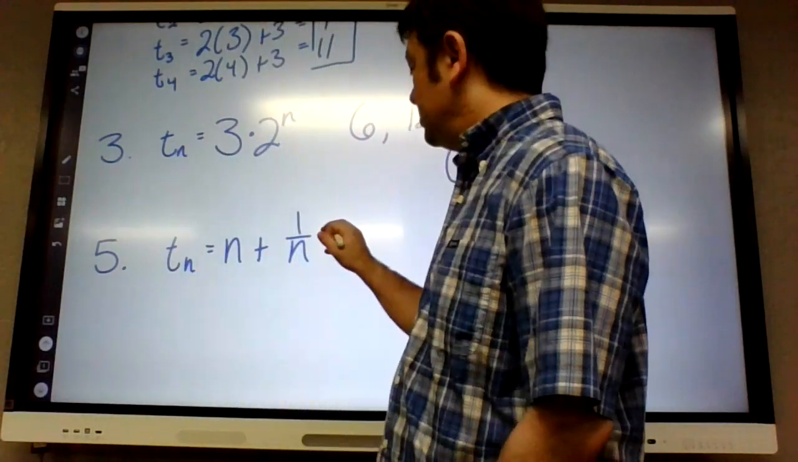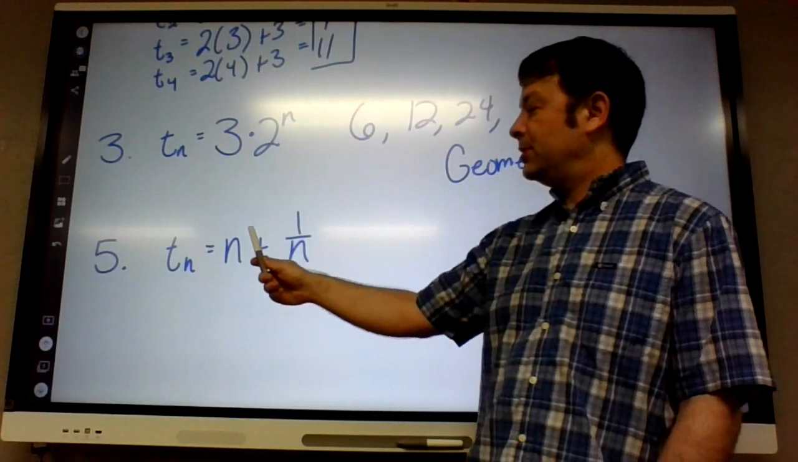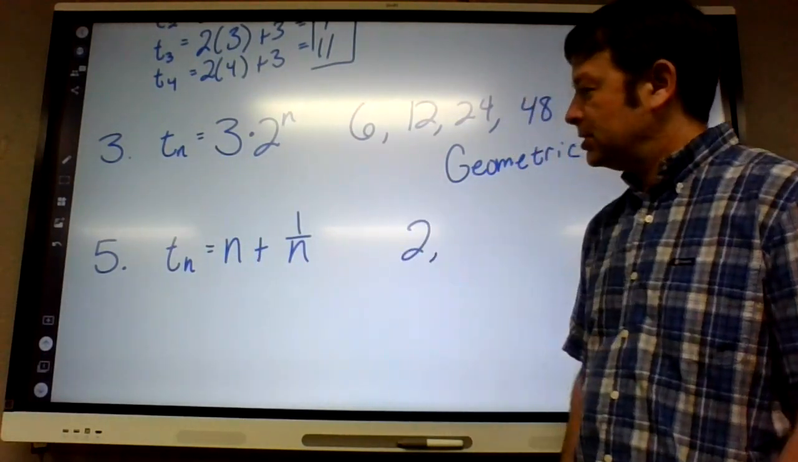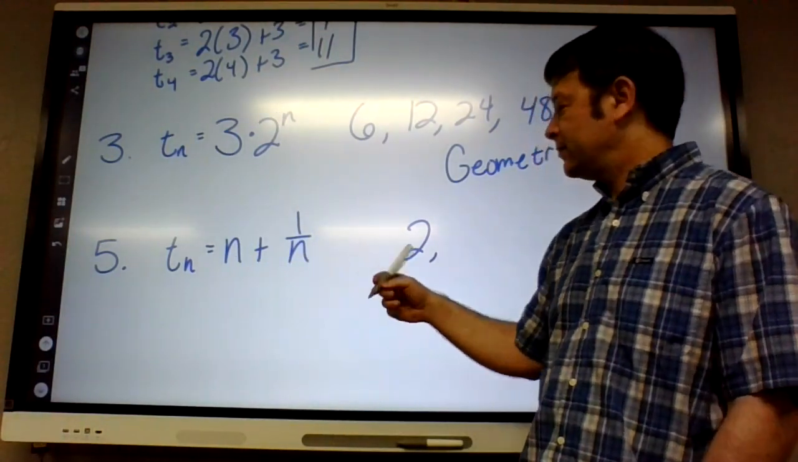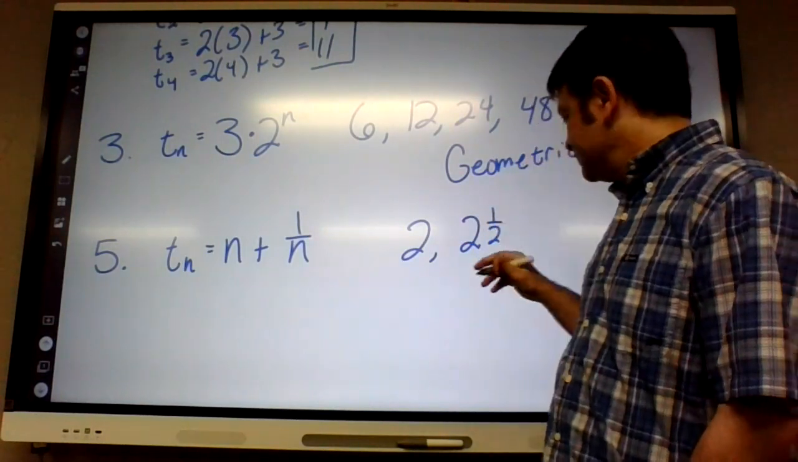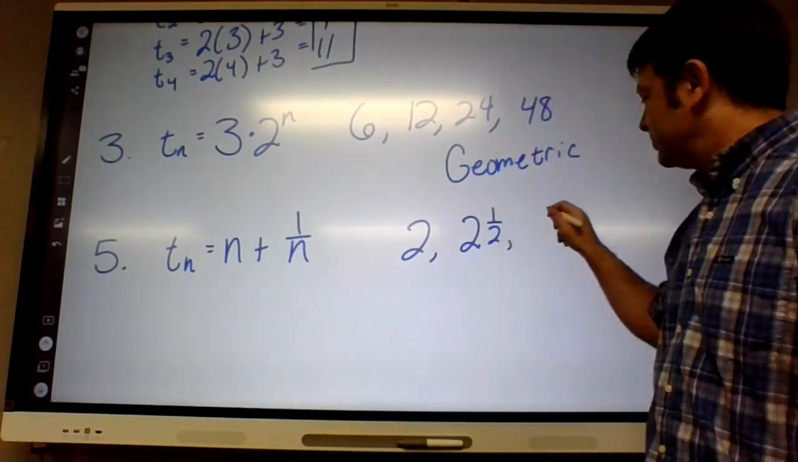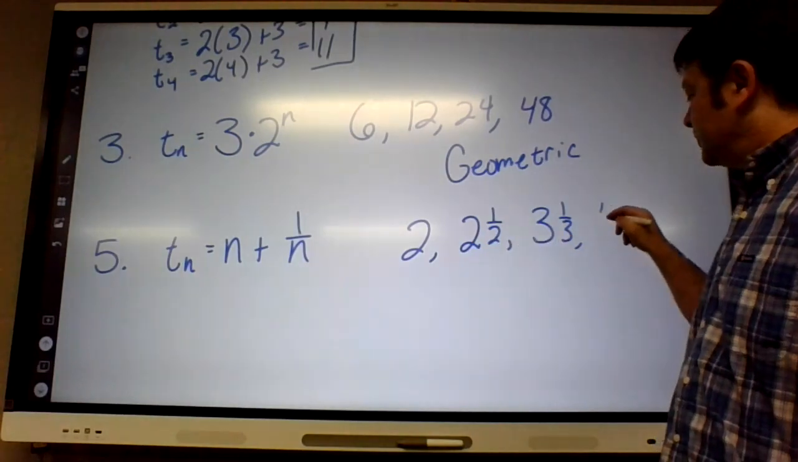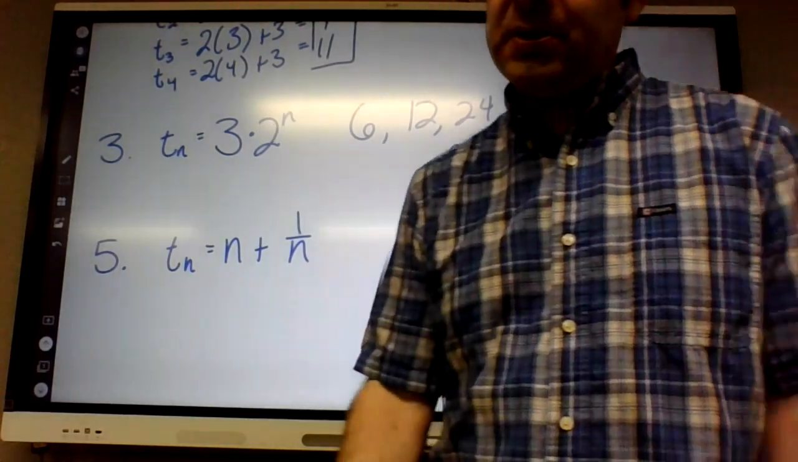Okay, this one's a little messier. If I plug in 1, 1 over 1 is 1, plus 1, 2. If I plug in 2, that would be 2 plus 1 half. If I plug in 3, that would be 3 plus 1/3. 4 plus 1/4.